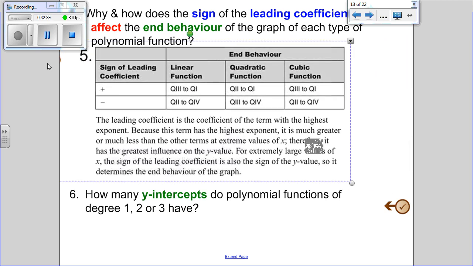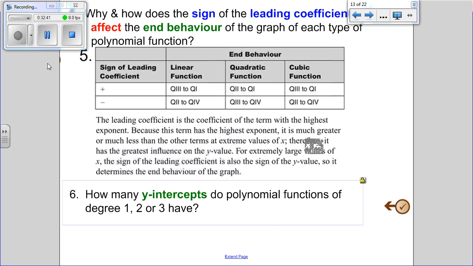So if you have a linear function and you have a positive coefficient, you're going from 3 to 1. If you have a negative coefficient, then you'd be going from 2 to 4. Again, that's the difference between going up or down. Does that help? Okay.